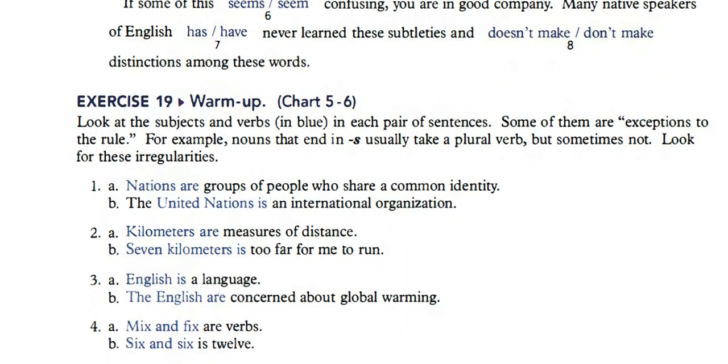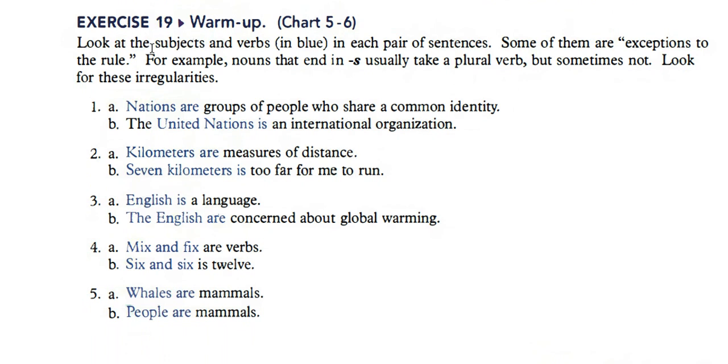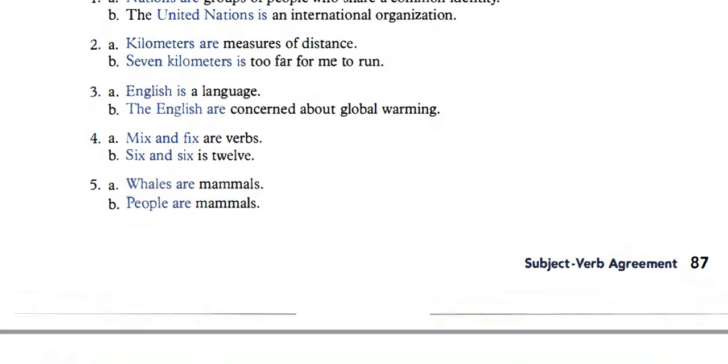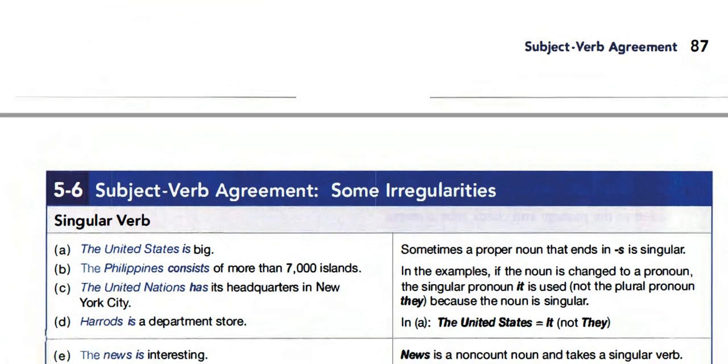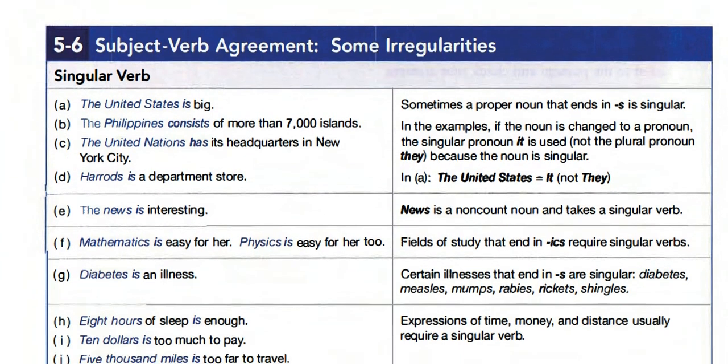For exercise 19, we have to understand the subjects and verbs in blue in each pair. Some of them are exceptions to the rule. For example, nouns ending in S usually take a plural verb. So here when we say nations are, we try to do what we call warming up. The way to do it is to have a look and find out which one is irregular. I leave it to you for next time. We can discuss it together in the Zoom class. Let's move to the next one.